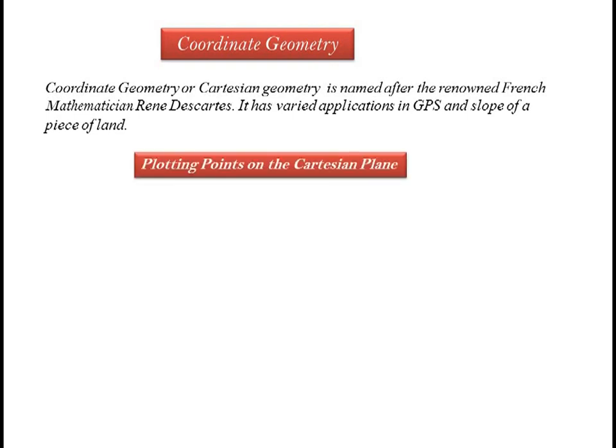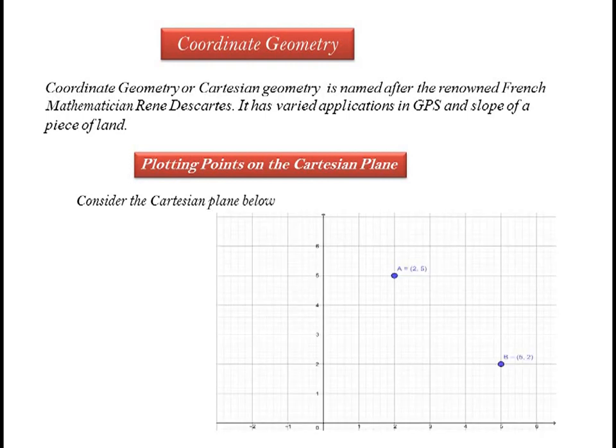Okay, I would like us to start by looking at how to plot points on the Cartesian plane. Consider the Cartesian plane below. We have here the y-axis, here the x-axis. Plotting points in coordinate geometry is very important. You have to plot the point A. You have 2, 5, right? A will be 2, 5.